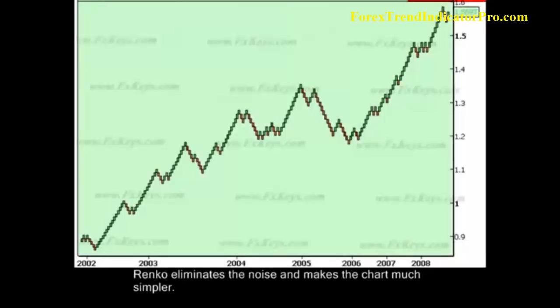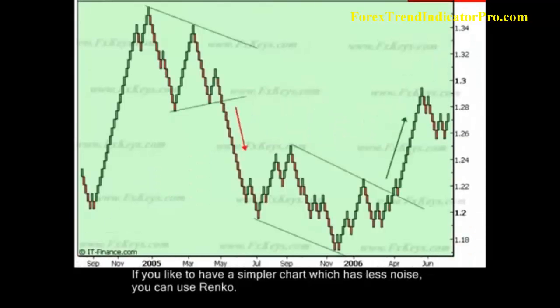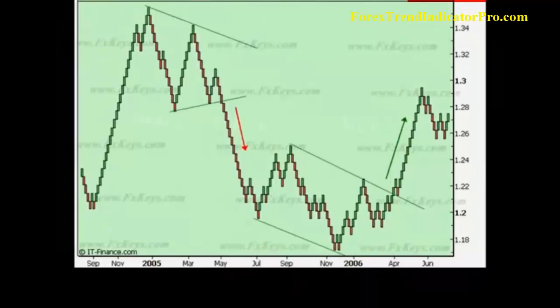Renko Chart. Renko eliminates the noise and makes the chart much simpler. If you like to have a simpler chart which has less noise, you can use Renko.